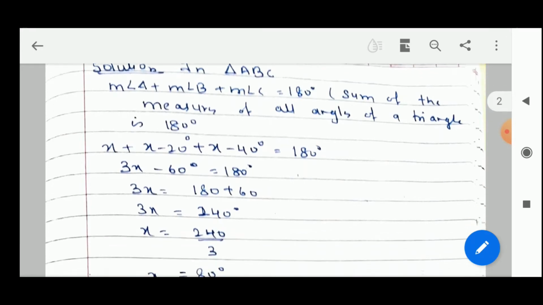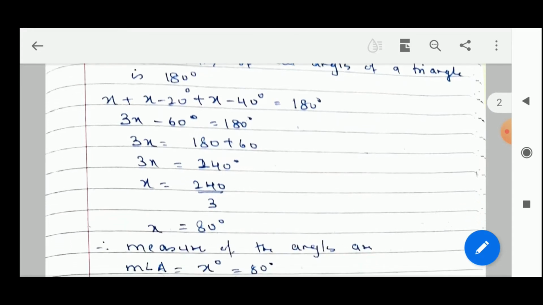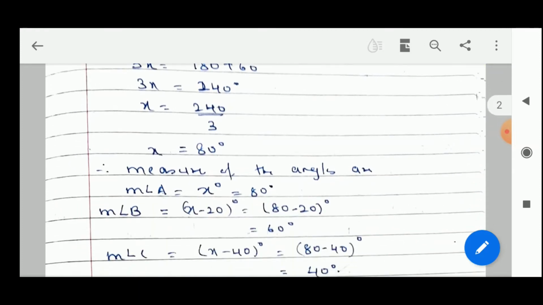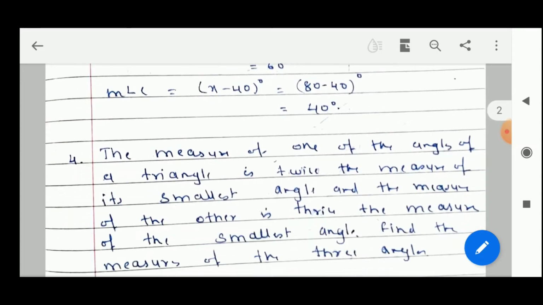The sum of the measures of all the angles of a triangle is 180 degrees. So x plus x minus 20 plus x minus 40 is equal to 180. So 3x minus 60 is equal to 180. So 3x is equal to 180 plus 60, that is 240. So x will be equal to 240 upon 3, that is 80 degrees. So the measures of the angles of the triangle are: angle A is equal to x, which is 80 degrees. Angle B is equal to 80 minus 20, that is 60 degrees. Angle C is equal to 80 minus 40, equal to 40 degrees.